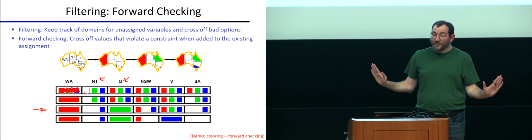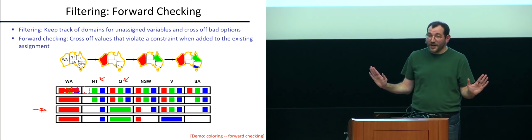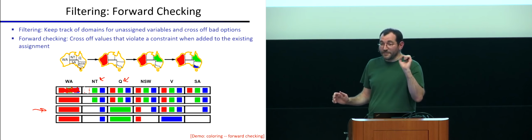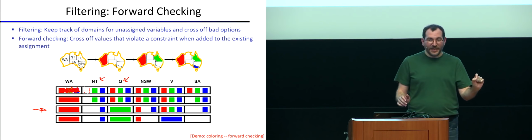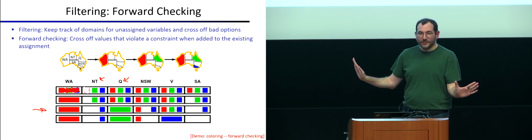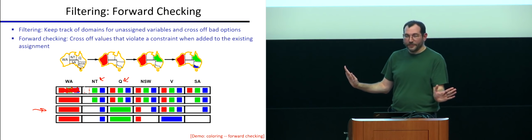But this is not forward checking's problem. Forward checking does not think this hard. All it does is check for immediate violations between unassigned variables and the assignment to date. Anything further is thinking too hard for forward checking. Okay? Any questions on that?